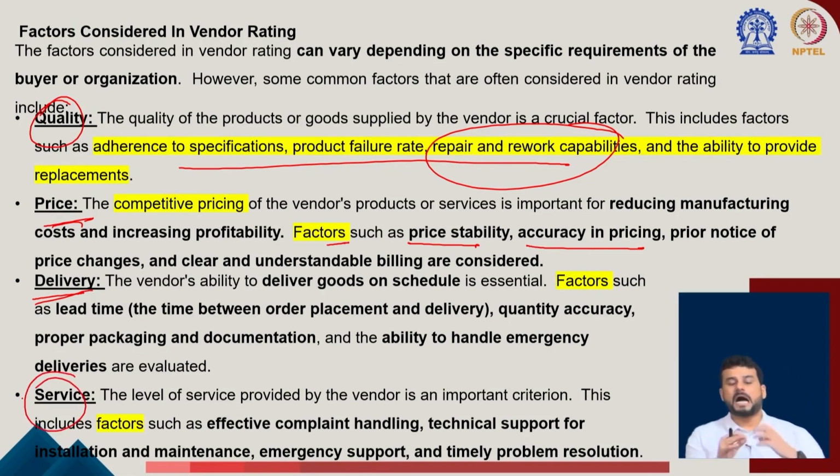Services. I talked about services; what kind of services? If we as the manufacturer are raising some complaints, how quickly and effectively they are resolving those complaints, and then sending you back a message that we have done this correction, and then we are again supplying you the material.